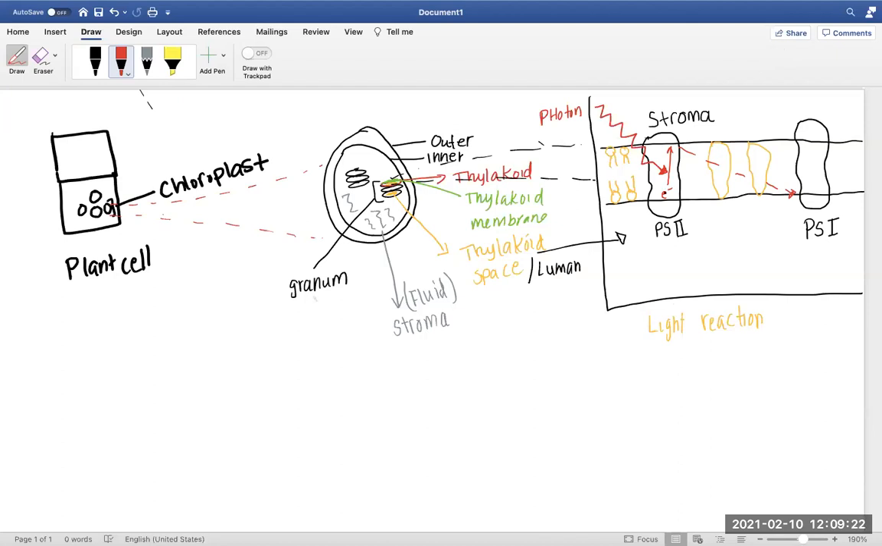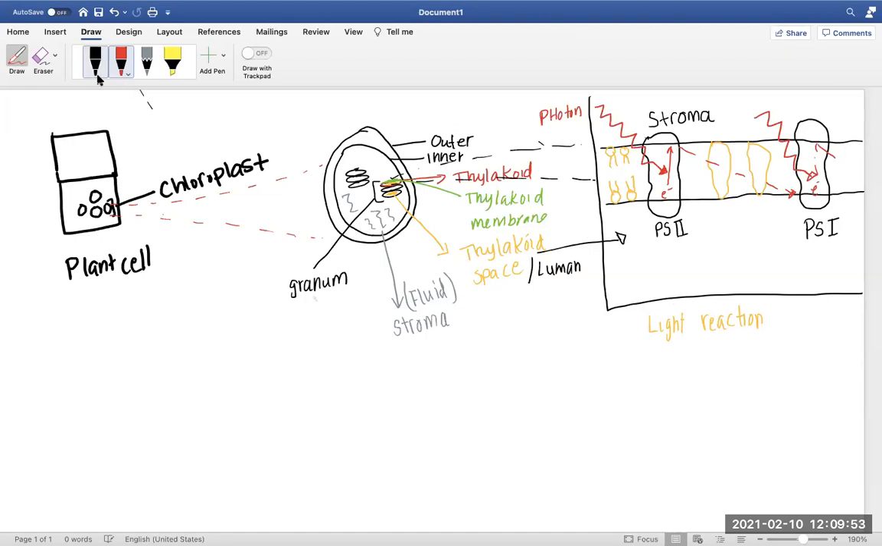So when it gets excited, it goes in a high energy state. Then it starts to go through these molecules and it starts to go down in energy state. By the time it reaches photosystem 1, again, it's low in energy state. Another photon hits here, light energy. It gets excited again and it goes through the molecules again.